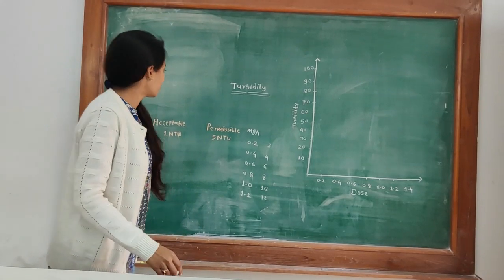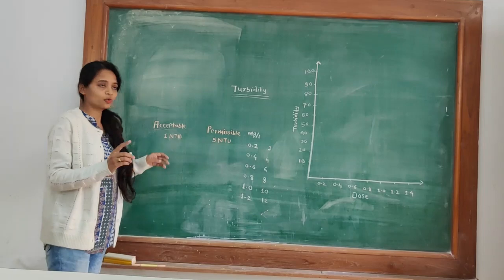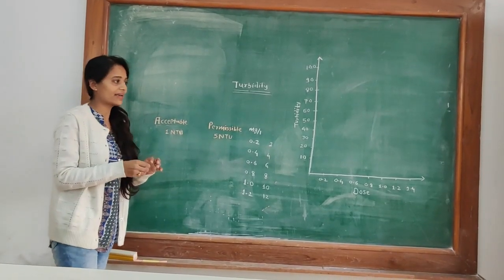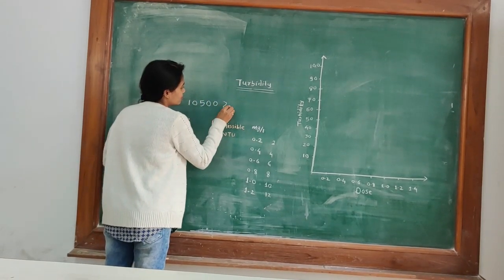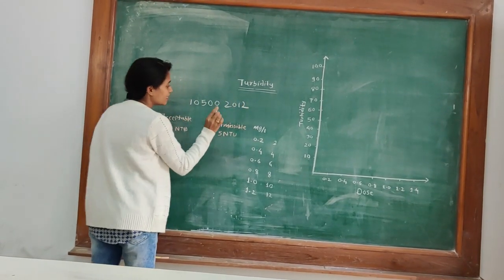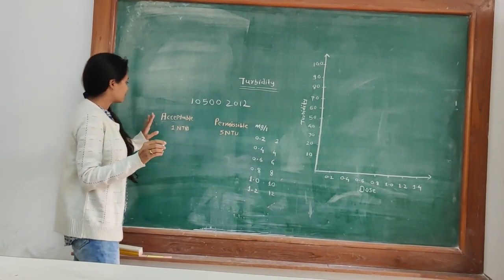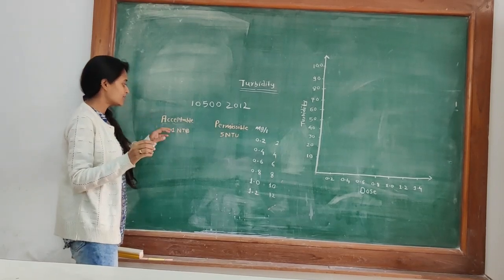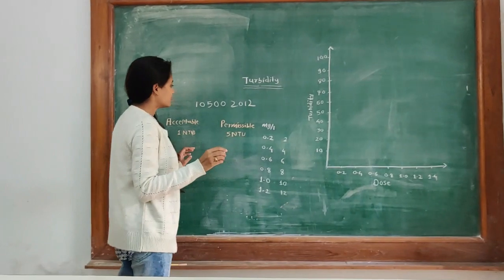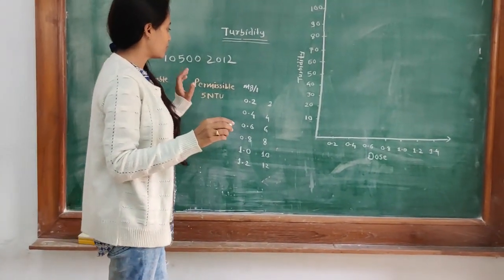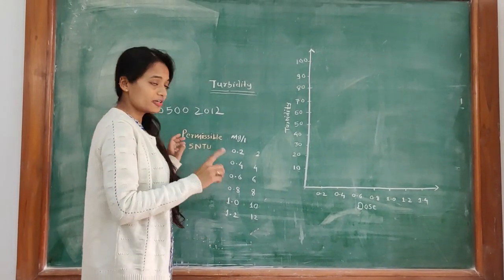So, you just download IS 10500:2012 and read each and every limit of drinking water. For turbidity, the acceptable limit is 1 NTU and the permissible limit is 5 NTU. So go through that IS code once and read all the limits.